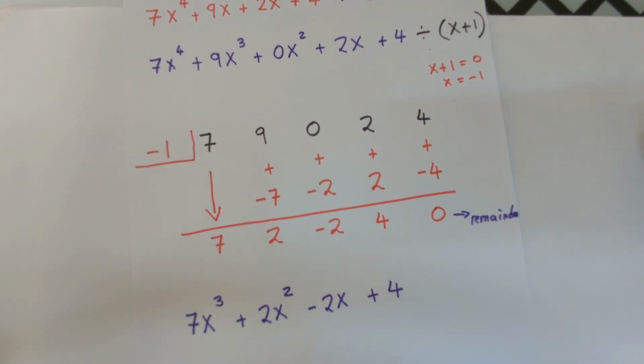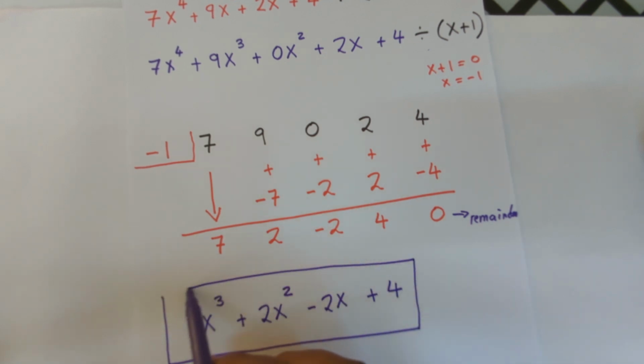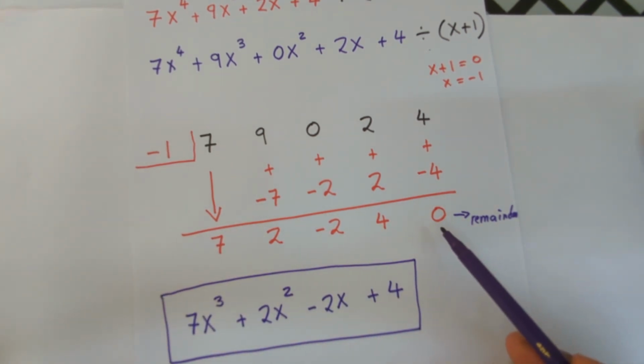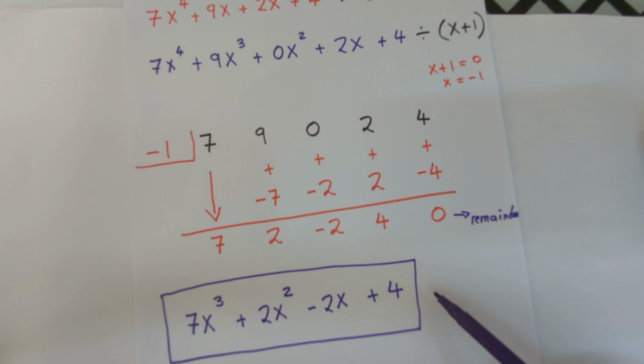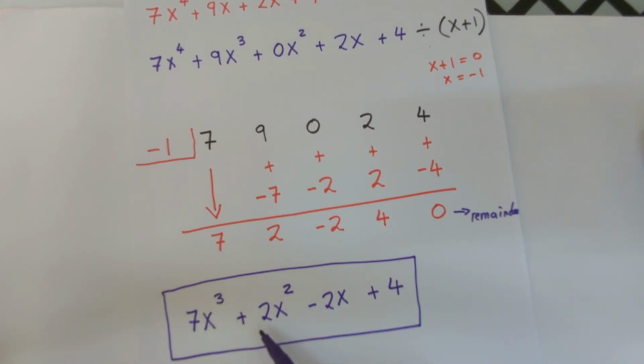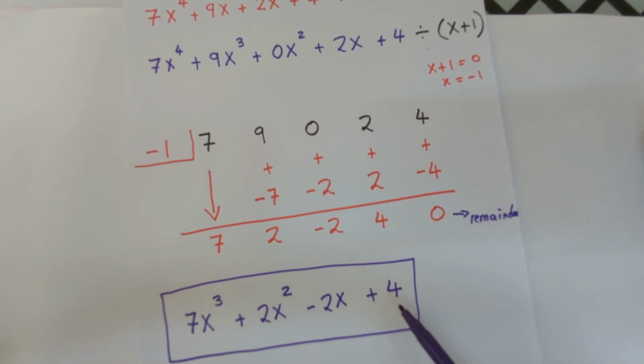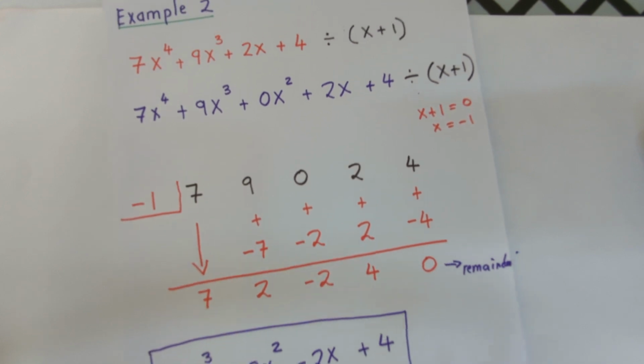So this becomes our quotient. This becomes our answer. Because we have a remainder of 0, we don't need to write the remainder here. So our final answer is 7x to the power 3 plus 2x squared negative 2x plus 4. That's it for question number 2.